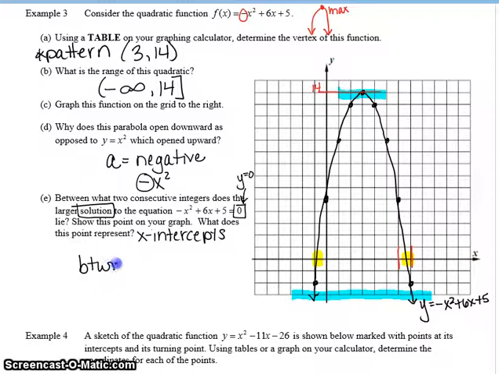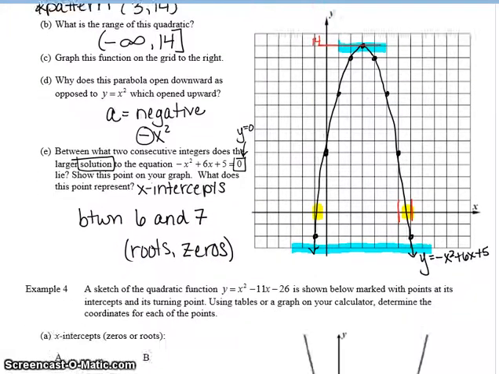So between 6 and 7. What does this point represent? Again, the x-intercepts, also known as roots or zeros. Okay.